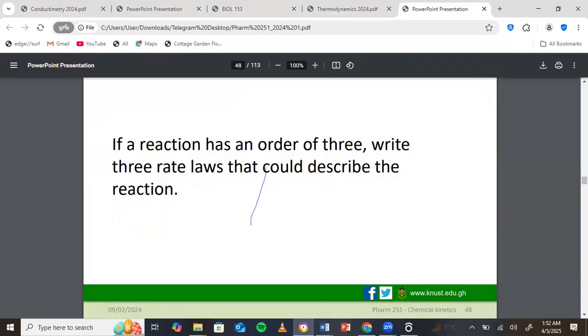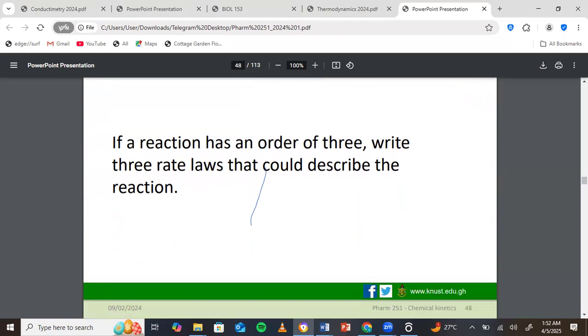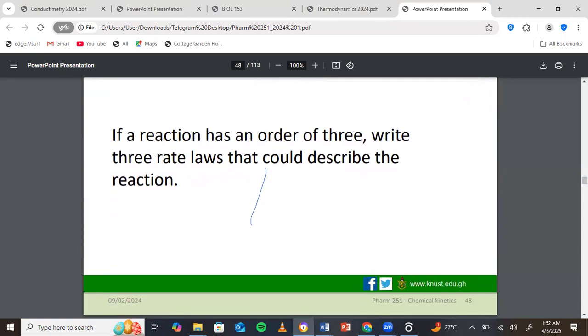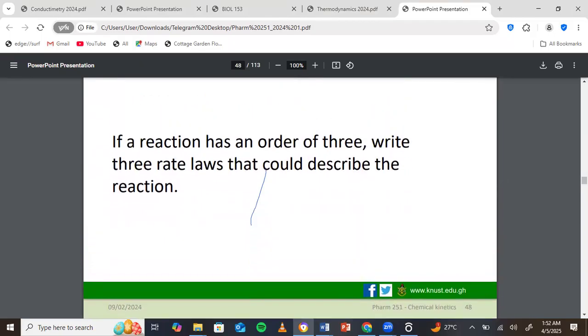Confidence building question 5. We are saying if a reaction has an order of 3, write 3 rate laws that can be used to describe the order. So let's quickly attempt this question. Very simple. For the question to be easy, we can assume a reaction that has 3 reactants, maybe to form D, something like this. We are only concerned with reactants when we are talking about rate law.